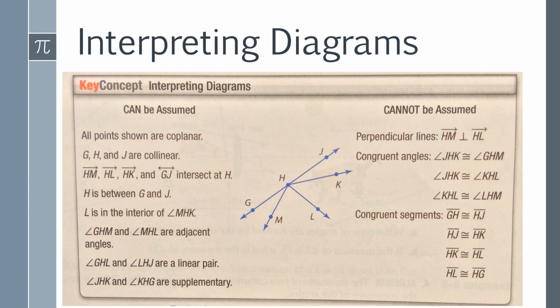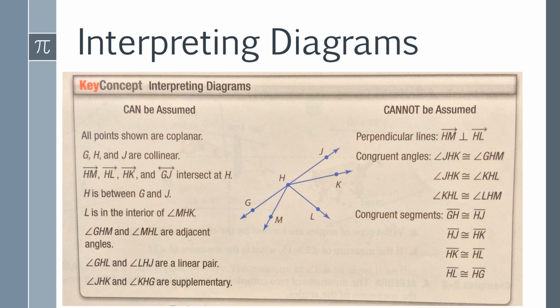Looking at this drawing, we cannot assume that ray HM is perpendicular to ray HL. We don't know. We can't assume that. We have to look at it and say, nope, it looks close, but it may not be. It's really difficult to tell that it's 90 degrees. It's very difficult to look at a drawing and say this is 89 and this one is 88 or whatever. If you're very close to the angle, it's very difficult to tell.